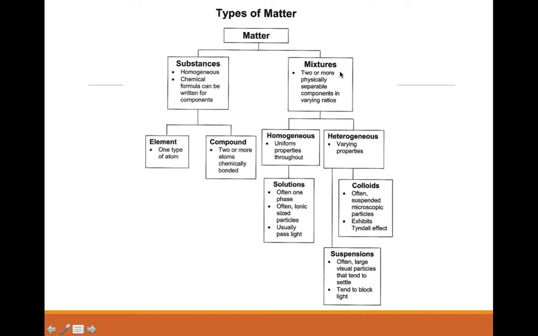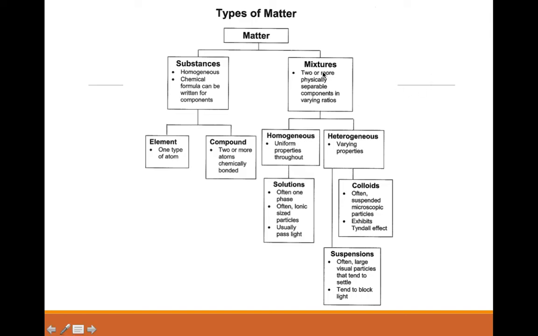Mixtures, however, can be physically separated into varying ratios. Substances have their own specific set of ratios. For example, water has 2 hydrogens and 1 oxygen. Sodium chloride has 1 sodium, 1 chloride ion. But mixtures have a variety of different ratios. You can make a really highly concentrated sugar water solution, or you could add just a few grains of sugar and it would still be sugar water, but just not as concentrated.